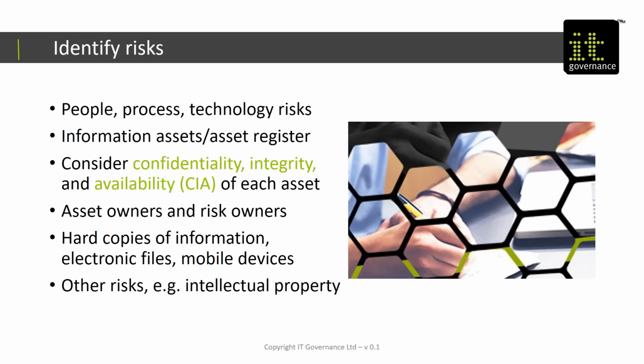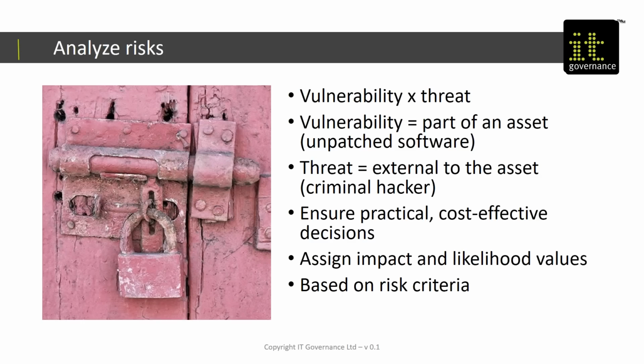Do bear in mind that hard copies of information are just as important as electronic files and mobile devices. So think about the assets. You're going to look at what the risks are, the threats and vulnerabilities are in the context of specific assets, because it's the compromise of those assets that you're going to need to worry about. So that was the second step. First step was create a risk management framework. Second step was to identify the assets that you have at risk. The third step is to analyze risks.